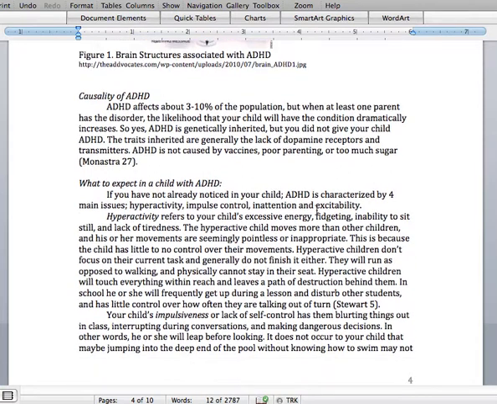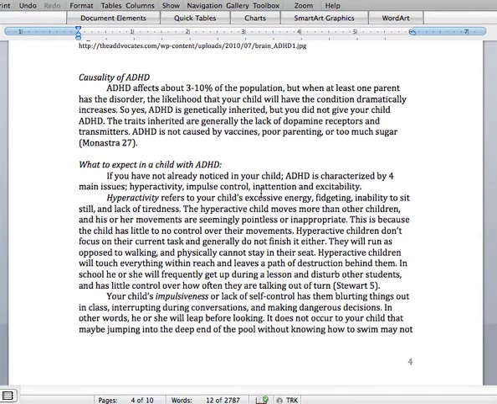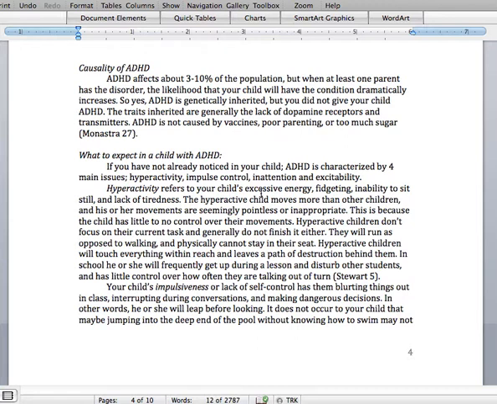So, causality of ADHD. ADHD affects about 3 to 10% of the population, but when one parent has the disorder, the likelihood that your child will have the condition dramatically increases to about 57%. So yes, ADHD is genetically inherited, but you cannot give your child ADHD. There are rumors circulating and controversy around whether or not you can give your child ADHD, but it is not caused by vaccines, poor parenting, or too much sugar, or any of the other things. It's genetically passed on, or is just plain and simple in your genes. The traits that are inherited are usually the lack of dopamine receptors and transmitters.